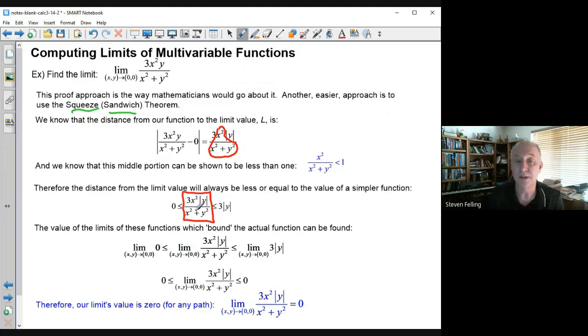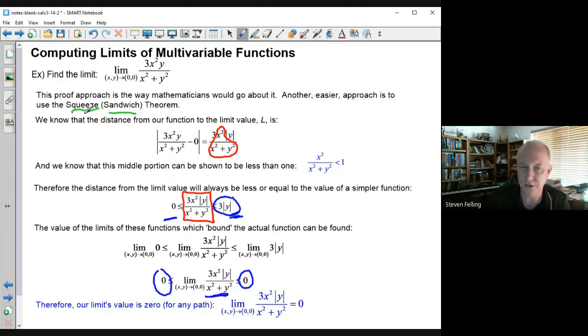And that means that if we take the limit of this side as we approach 0, 0, and we take the limit of this side, and they both are the same value, then they're both squeezing in on this one, and this cannot be anything other than that limit. So if you take this constant 0 and you take the limit as xy approaches 0, 0, you get 0. And if you take the limit of this function as xy approaches 0, when you plug 0 in for y, you get 0. And since this function has to be in between these other two functions, there's no way for the limit of this function to be anything other than 0, because it's being squeezed. Sometimes it's called the sandwich theorem, sometimes the squeeze theorem.